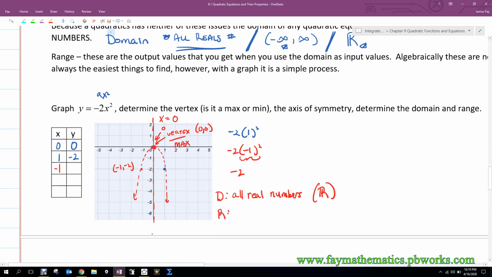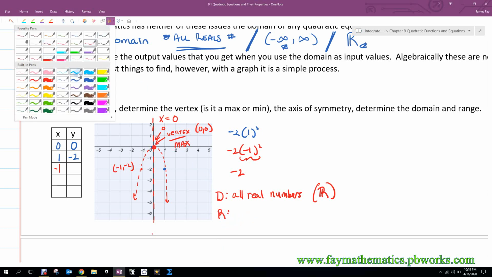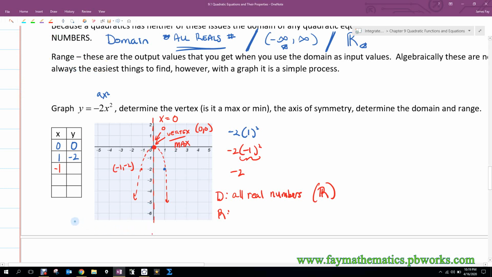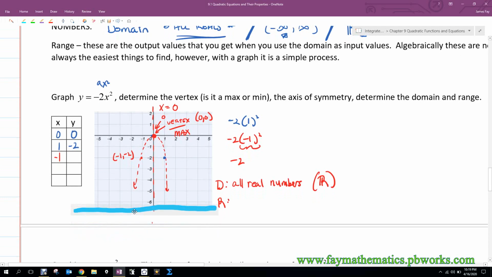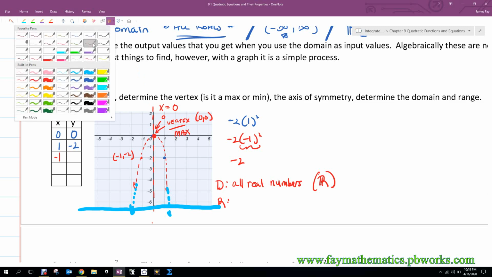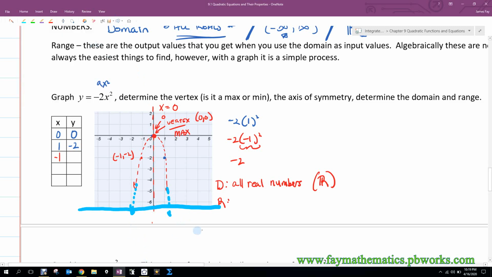When the range is being asked from your graph, what you do is you take a horizontal line and put it all the way at the bottom of your graph. Then you envision that you take that horizontal line and start sliding it vertically, and you record the y values that horizontal line touches. What I want you to understand here is that this is going down forever in that direction. So the first y value that this would interact with would actually be negative infinity.